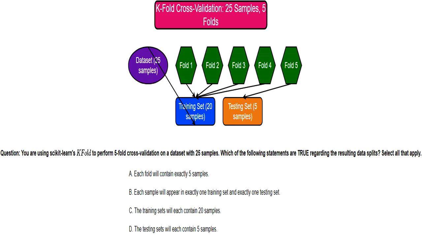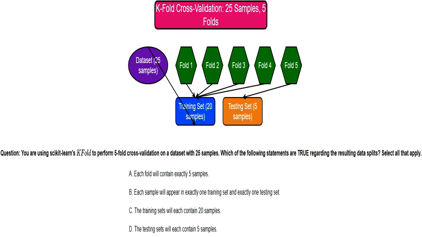Here, the assertion is that each training set will have exactly 20 samples. Let's analyze. Since there are 25 samples total and each fold uses 5 samples for testing, as discussed in option A, the remaining 20 samples, 25 minus 5 equals 20, are used for training in that particular fold. Therefore, this statement is true. This statement suggests each testing set, each fold, will contain exactly 5 samples.